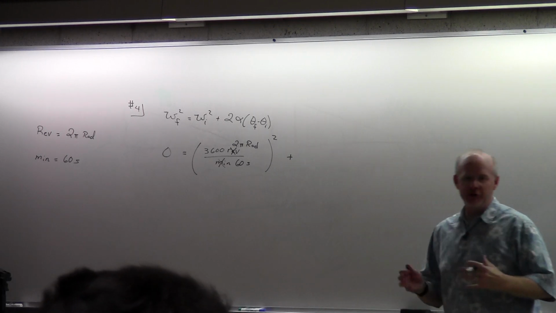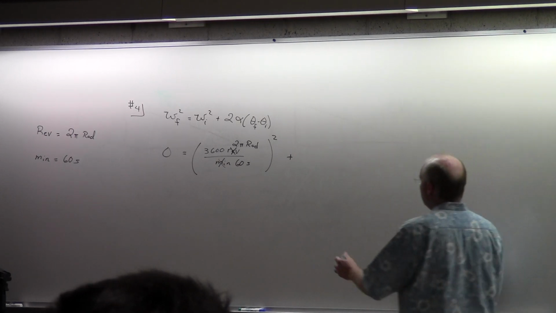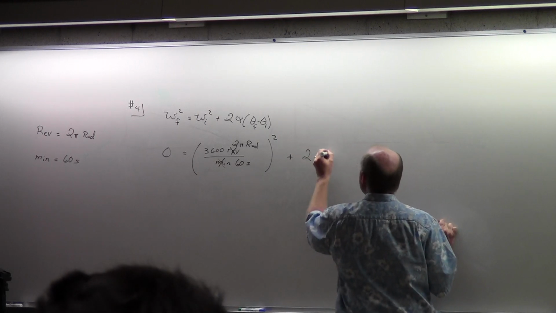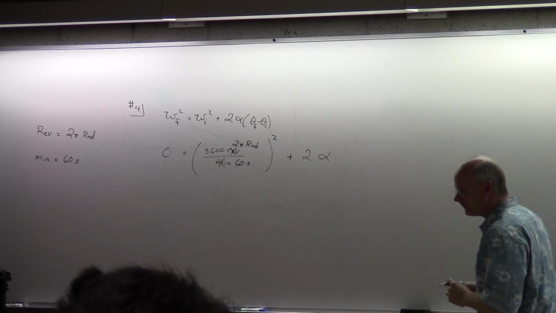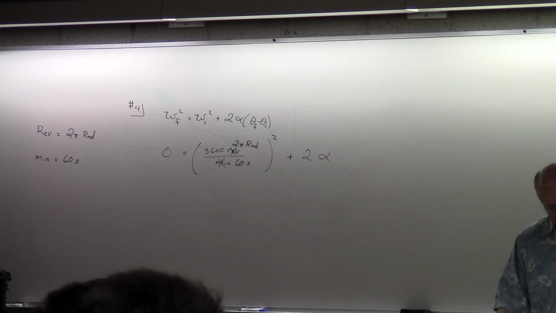So there's my first part of the problem. What's the initial speed? And then unit conversion into radians per second. Here's the 2. Here's the angular acceleration. That's what I want to solve for. And now it says, well, what distance did it travel? Well, it says it goes through 50 revolutions before coming to rest.